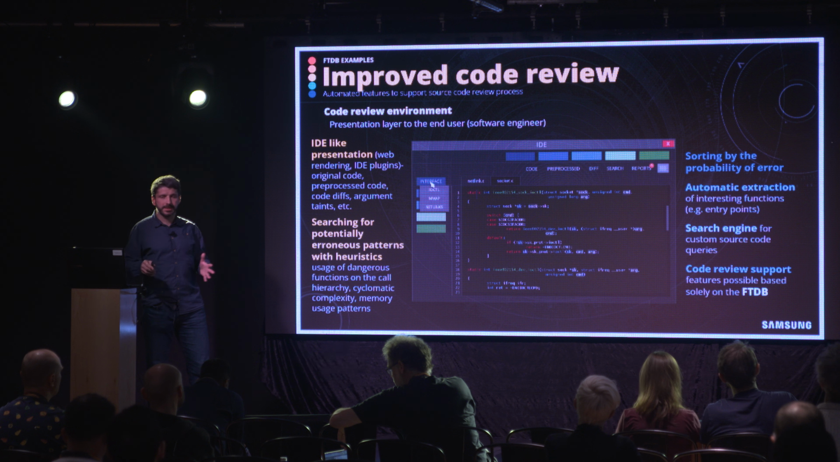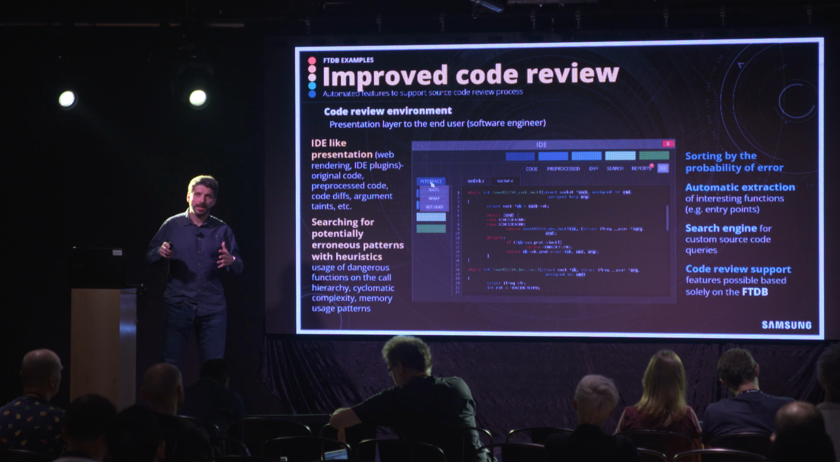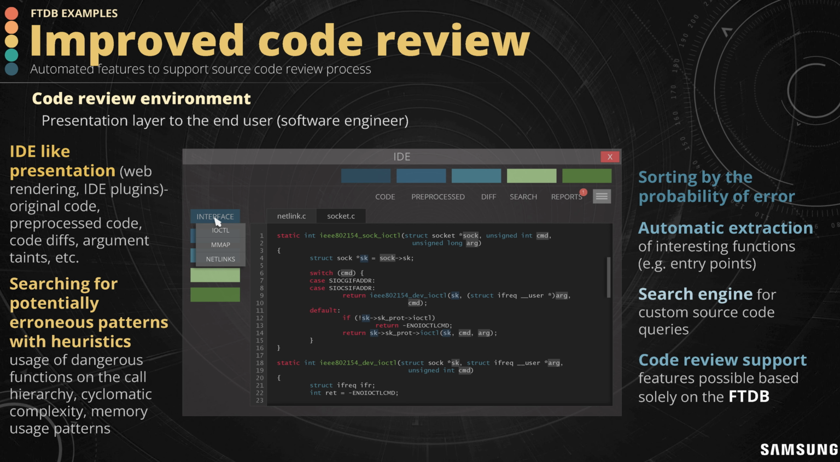But these were simple examples. You can also build more advanced systems based on the FTDB. For example, imagine a system that could extract a list of interesting functions from your target and present it to you in an IDE-like manner. You could see the original code, the pre-processed code, and diffs between the previous revision or a different OS version. You could have IDE-like features like taint on the arguments or marking of interesting functions, etc. So all the things that make source code review easier.